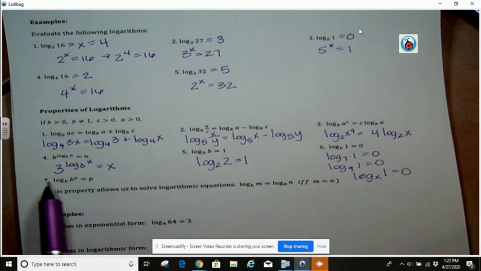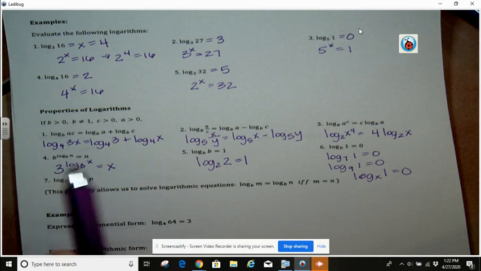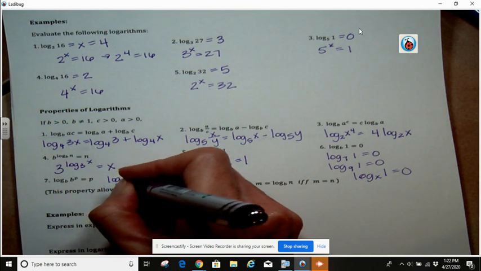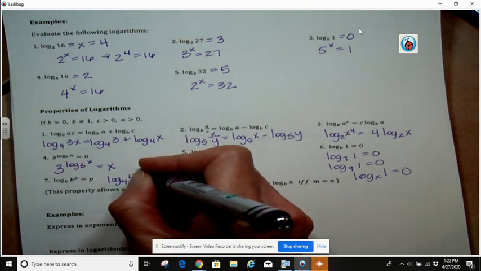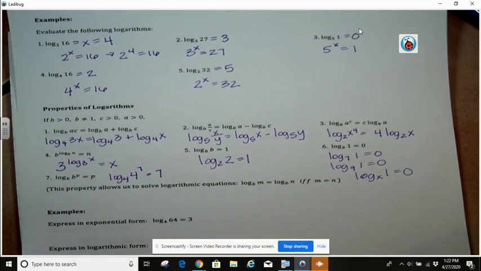And then the property right here kind of goes along with the one in number 4, because the base of the log matches the base of the exponent. We saw that here, the base of the exponent matched the base of the log. We've just reversed the order. The base of the log matches the base of the exponent, so they just cancel each other out and you're left with that exponent value. So if you had log base 4 of 4 to the 7th power, then my answer would just be 7.